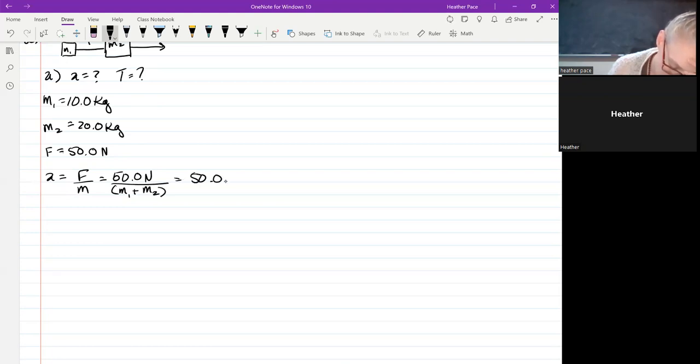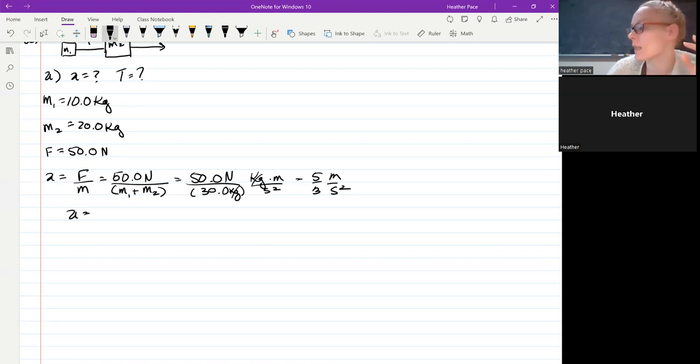So we've got 50 newtons over 30 kilograms. And again, kilogram meters per second squared. These are going to cancel, and we're going to get 5 over 3 meters per second squared. That is an answer, or you can write it in terms of a decimal, and that's going to give us 1.67 meters per second squared.